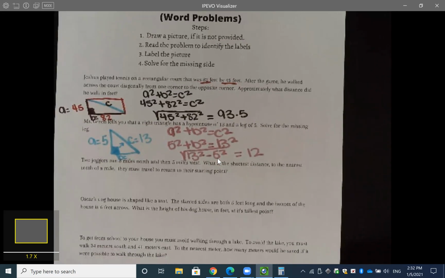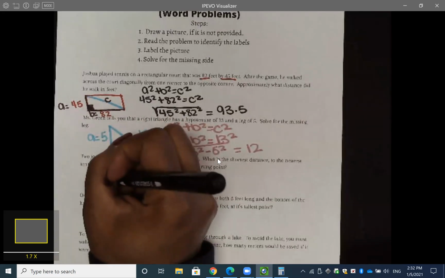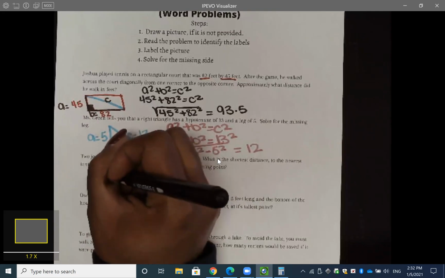Okay. The next one says two joggers run 8 miles north and then 5 miles west. So first off, we know that Pythagorean theorem is a right triangle. So I'm going to start off by drawing my right triangle.